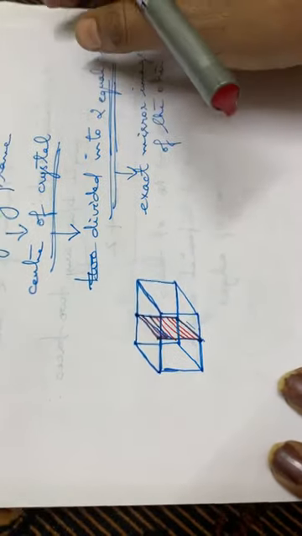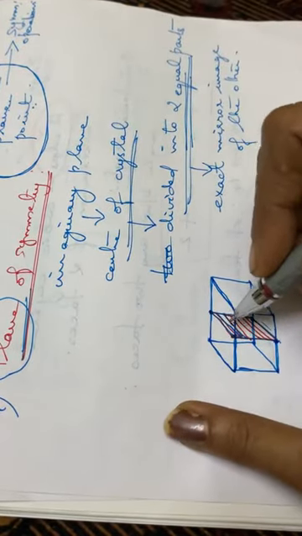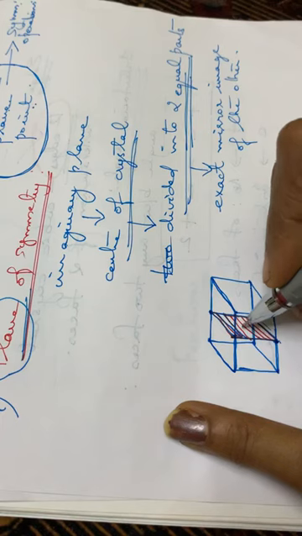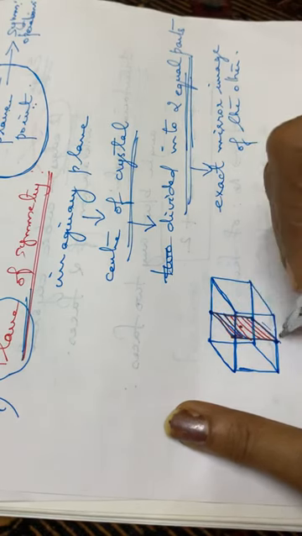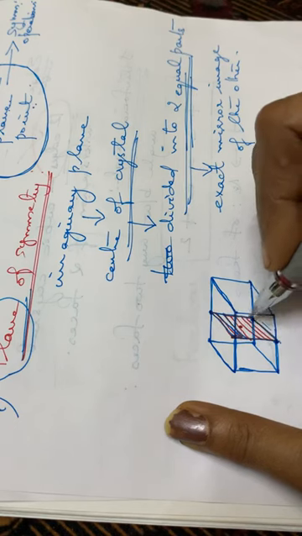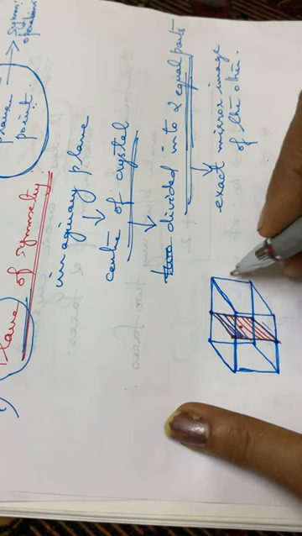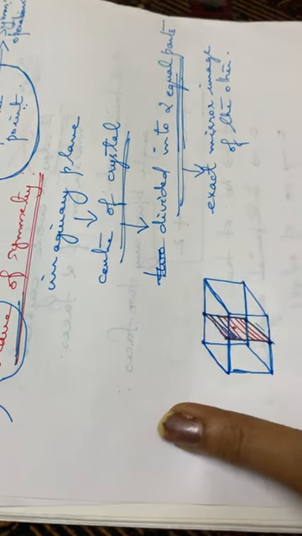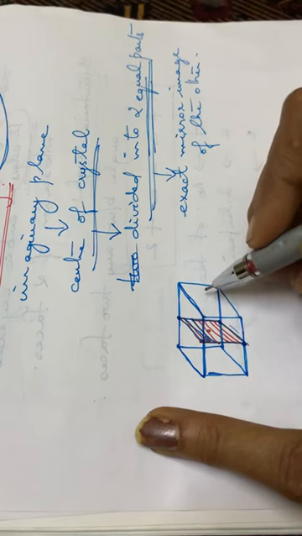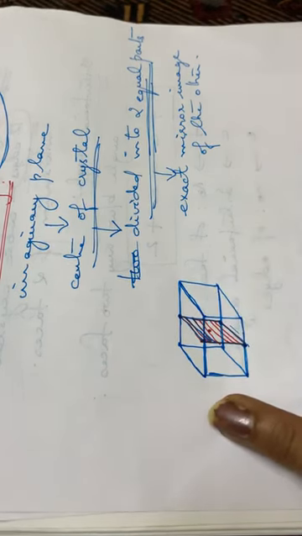And you have seen the definition for the plane of symmetry. It is an imaginary plane, and it will be passing through the center of the crystal. See here, the center of the crystal is somewhere here, isn't it? So this imaginary plane passes through the center, dividing the crystal into two equal parts. This is one part and this is the second part, and one is the exact mirror image of the other. So this is the definition for a plane of symmetry.